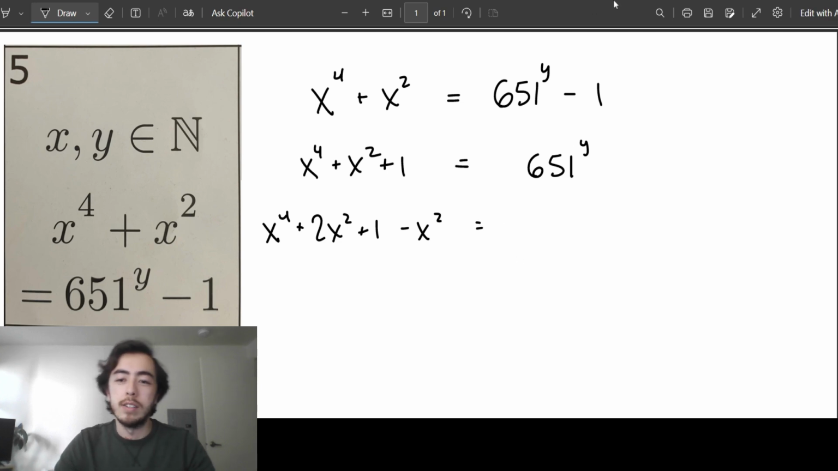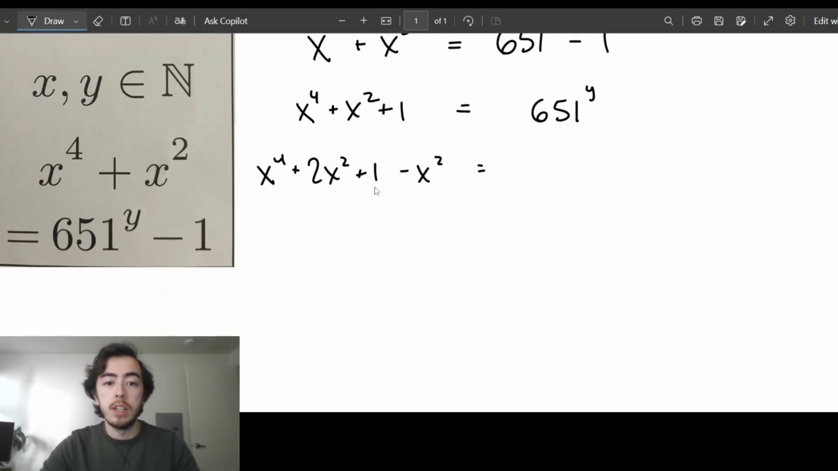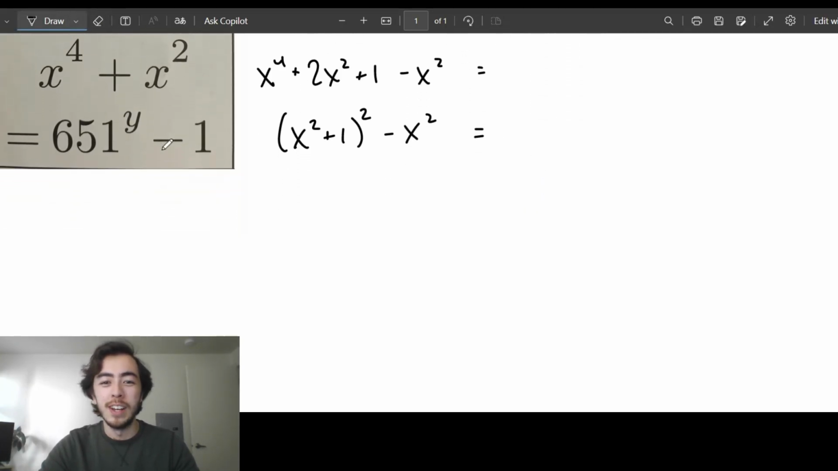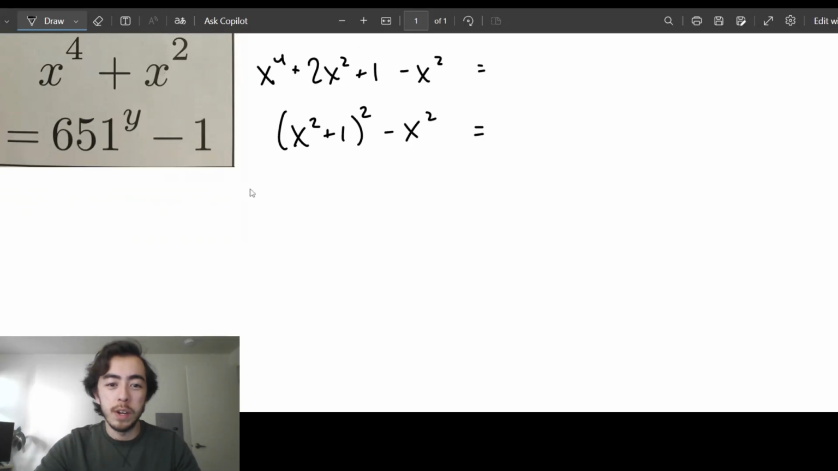And then here I'm kind of setting myself up for a difference of squares factoring. The thing on the left is a perfect square. This is going to be x squared plus 1 squared. And then this minus x squared can just stay put. And I'll just wait to deal with that 651 until later. And now that I do have a difference of squares, I can write this in a factored form.